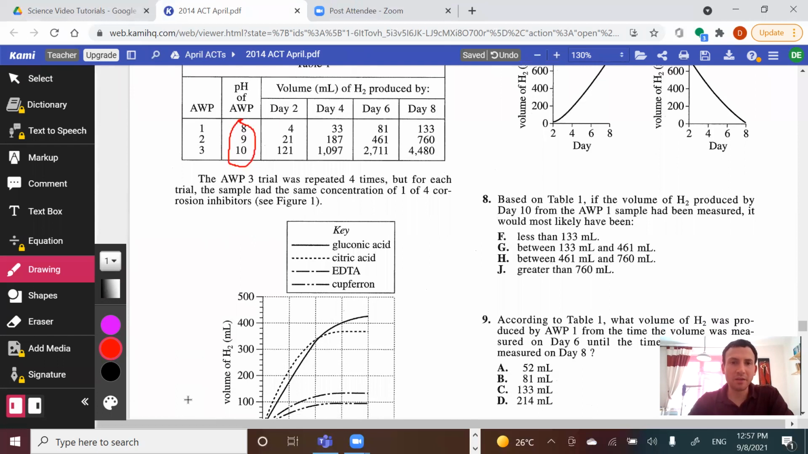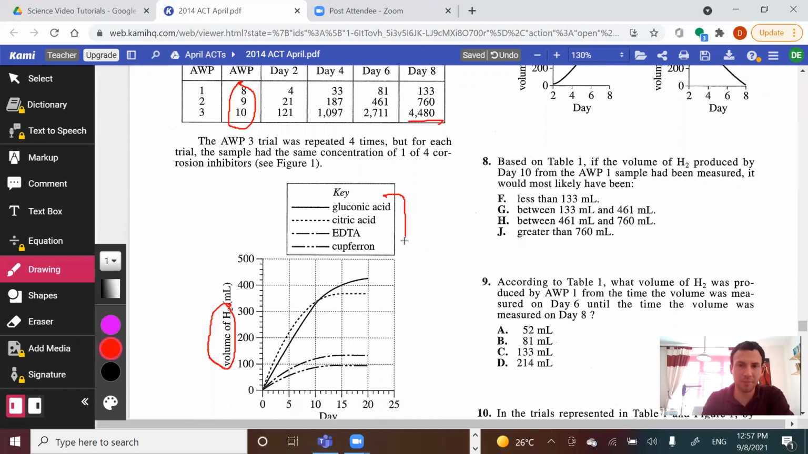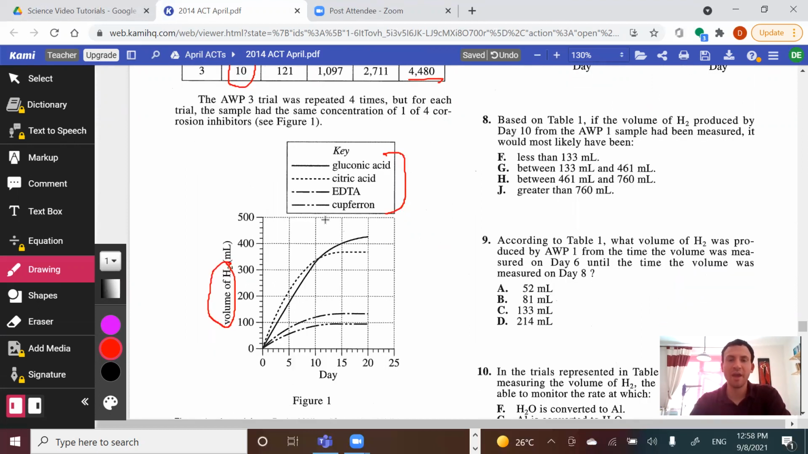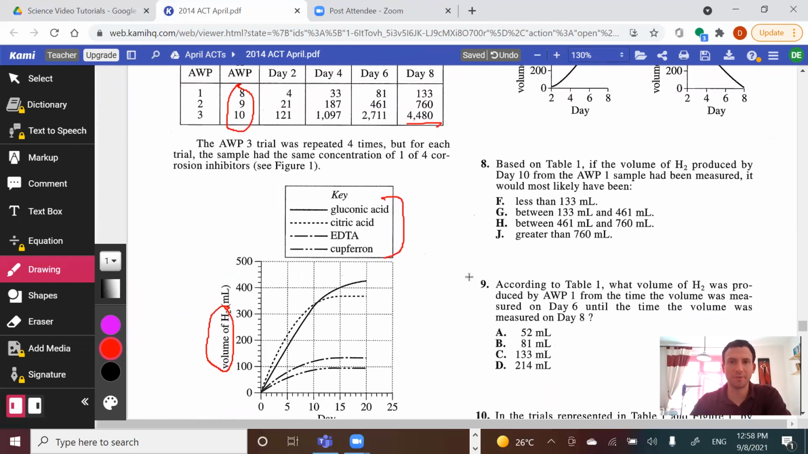Okay, so the AWP3 trial was repeated. They took the one that corroded the most, and they repeated it 4 times. But for each trial, the sample had the same concentration of 1 of 4 corrosion inhibitors. So in this case, instead of the input being pH and day and then measuring the output of H2, we're still measuring an output of H2, but our input is now just the type of chemical inhibitor that we choose to use. And this just shows how different chemical inhibitors prevent corrosion.